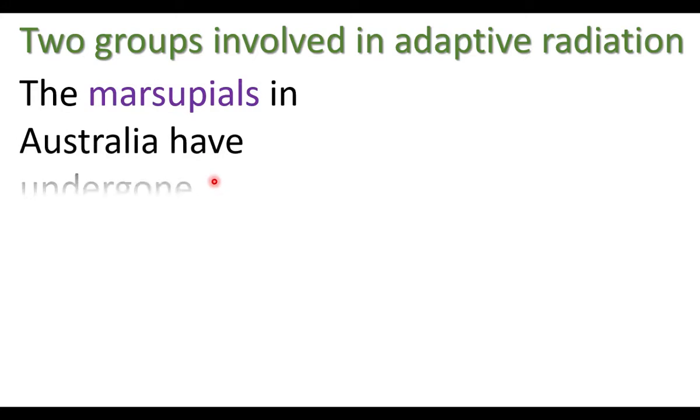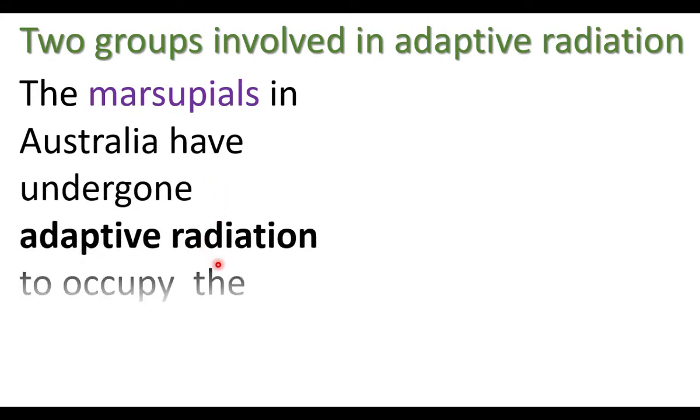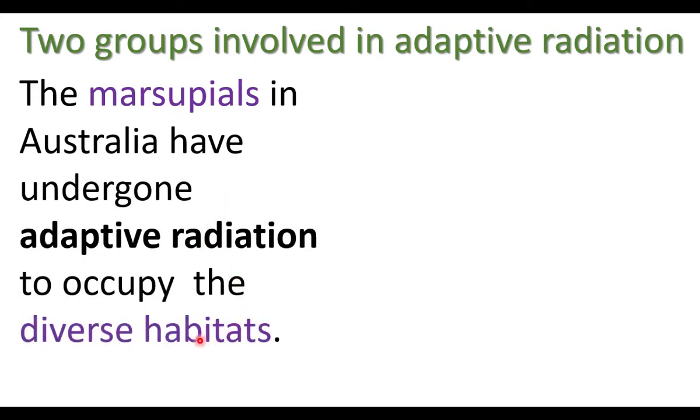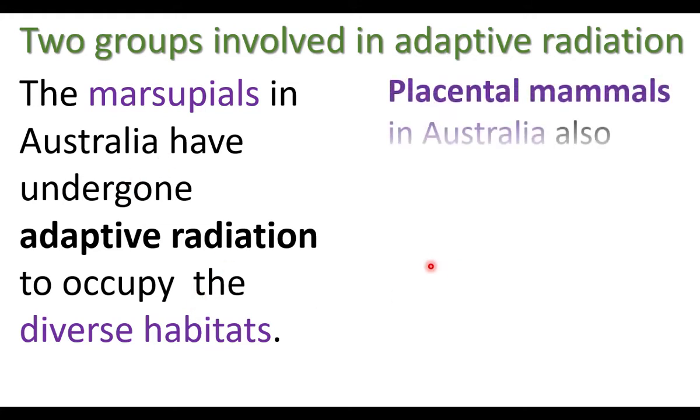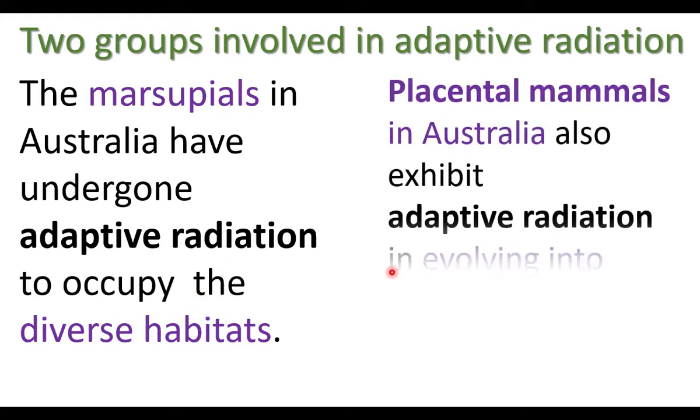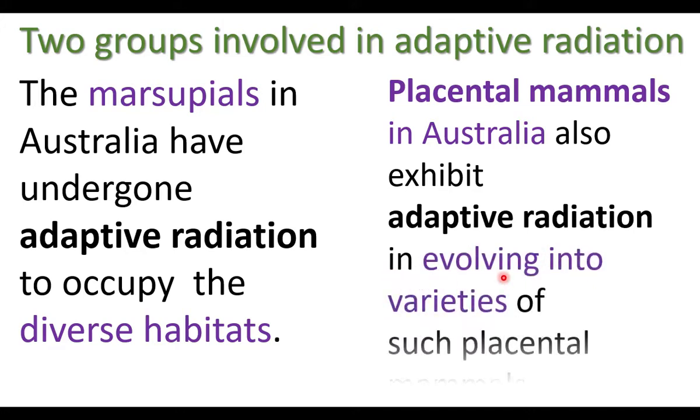The marsupials in Australia have undergone adaptive radiation to occupy diverse habitats. This is one adaptive radiation. Placental mammals also exhibit adaptive radiation, evolving into a variety of placental mammals. Placental mammals further evolve into other species of placental mammals. This is the second adaptive radiation.